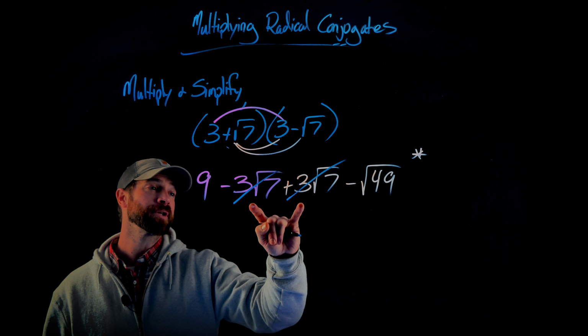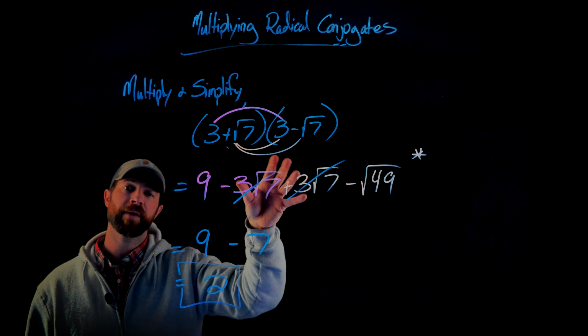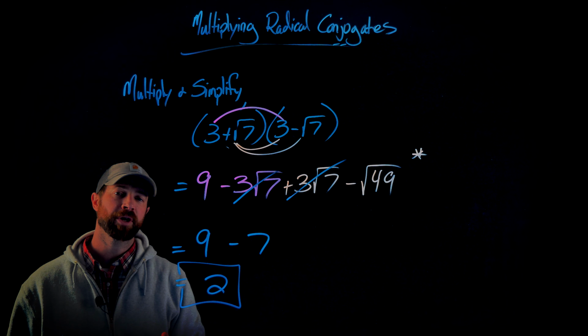This is a really strange answer. We got the number 2 when we multiply these two radical terms together. Actually, whenever you multiply two radical conjugates, you'll always get a nice rational number right here. These are considered irrational numbers, and it's rare that you multiply two irrational numbers to get a rational number. What really is going on?